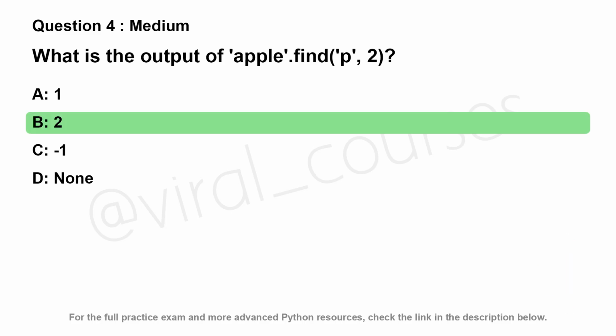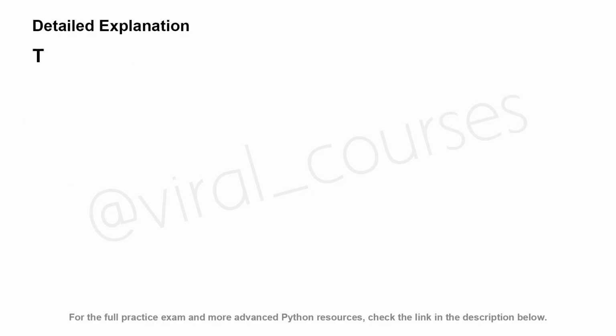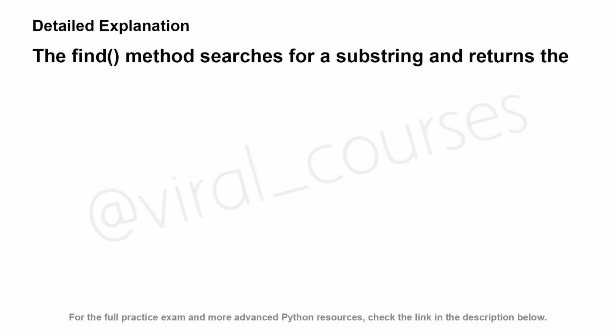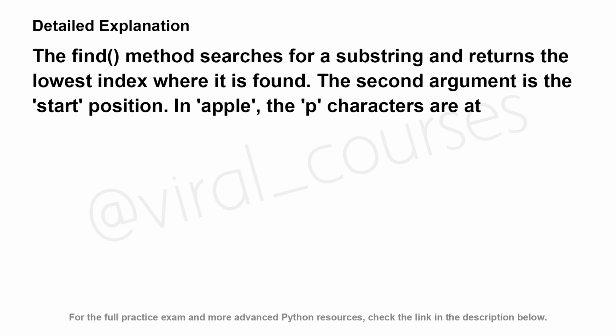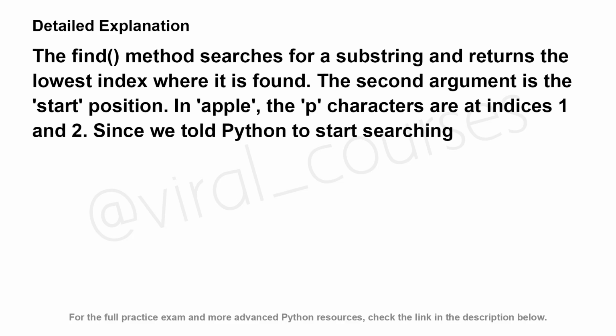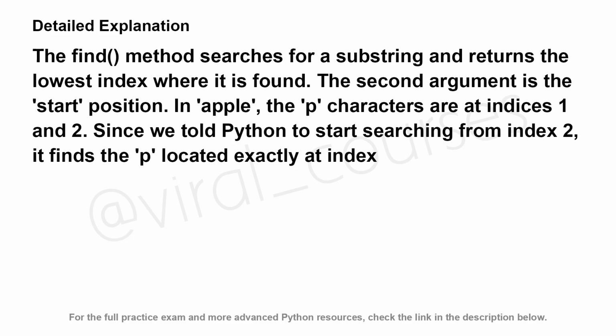The correct answer is B. The find method searches for a substring and returns the lowest index where it is found. The second argument is the start position. In 'apple', the p characters are at indices 1 and 2. Since we told Python to start searching from index 2, it finds the p located exactly at index 2 and returns that value.